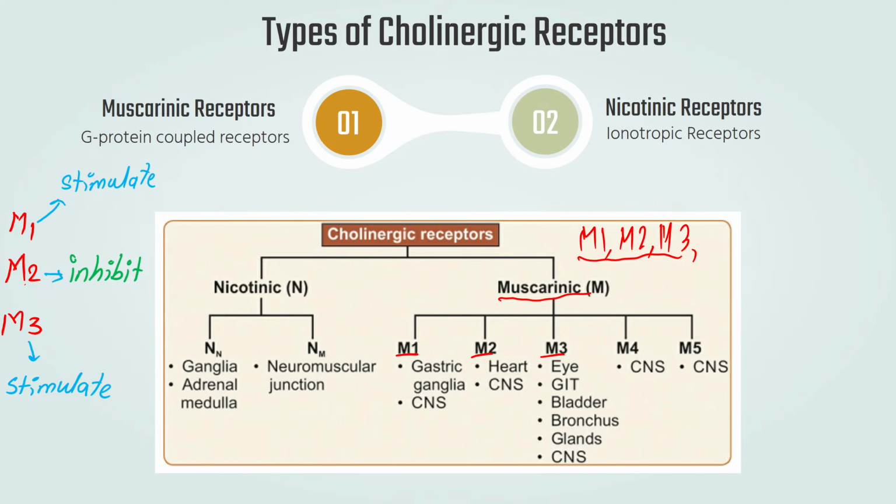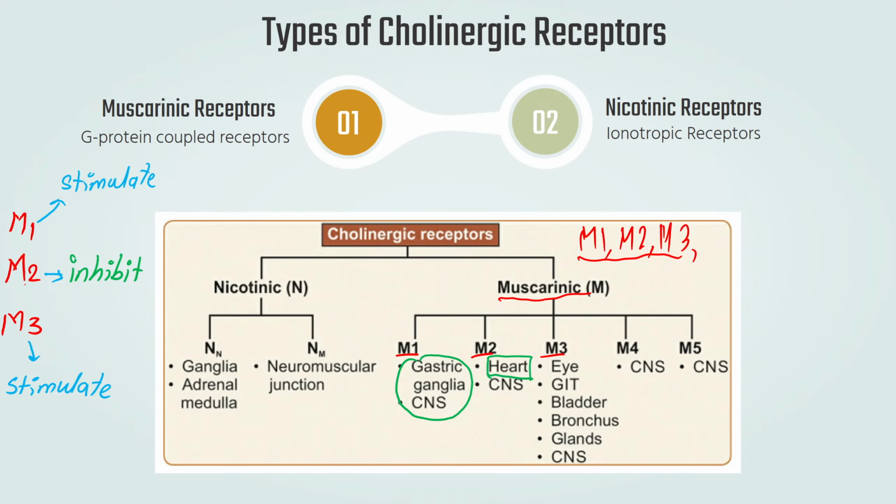Now how to remember this location? M1 is mainly present in the gastric ganglia and CNS, but its major action which we have to remember is in the gastric ganglia, in the stomach. And M2 is mainly present in the heart. M3 is present in all of the rest of the organs. I'll explain how to remember this.